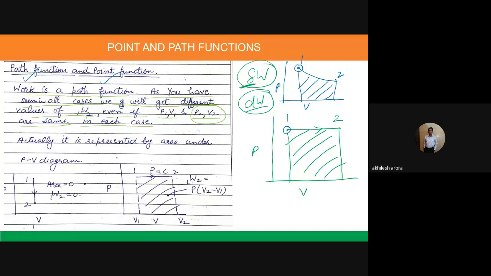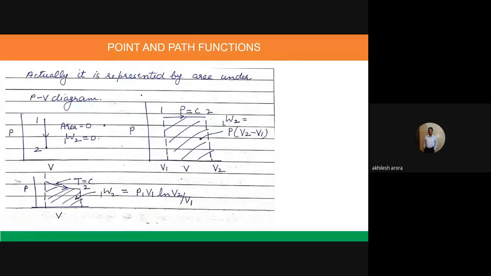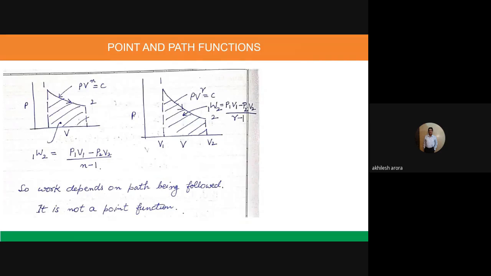Okay, so if it is a constant volume process, then this area is 0, so W1 to 2 is 0. In a constant pressure process, this is the area P(V2 minus V1), and it represents the work transfer. If I take a constant temperature process, then this is the area representing the work transfer, and it is given by P1 V1 log natural V2 by V1. Okay, so PV raised to power n, this is a general process. I can take this, then the work transfer is this value. If it is an adiabatic process, this is the value of the work transfer. So the area is different.